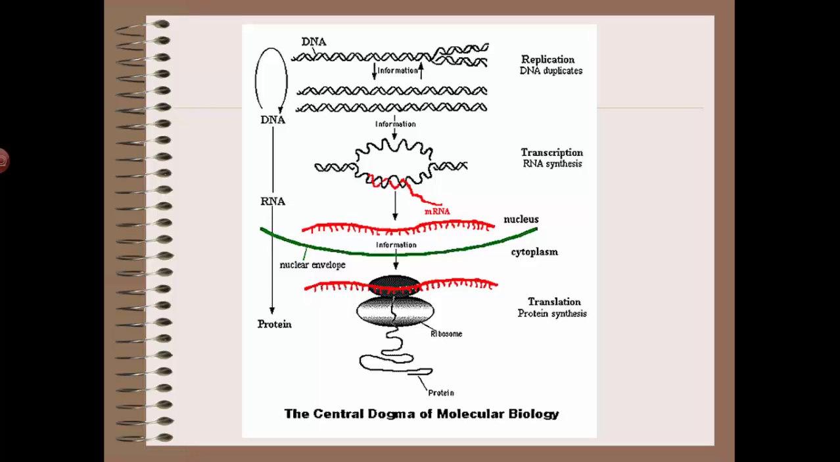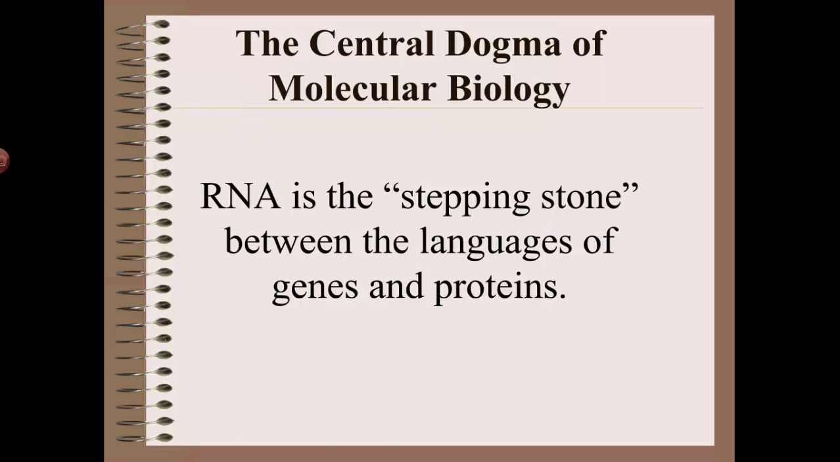And then proteins, we know, do things in the cell. They are the enzymes. They do all the chemistry. So obviously, if something's wrong with the message, the information inside the DNA, then something's going to be wrong with the protein, and you're going to have some problems. Maybe something's wrong with the RNA that's produced. You're going to have something wrong with your protein, and you're going to have some problems. So that's the central dogma of molecular biology. RNA is the stepping stone between the language of genes, nucleic acids, and the language of proteins.